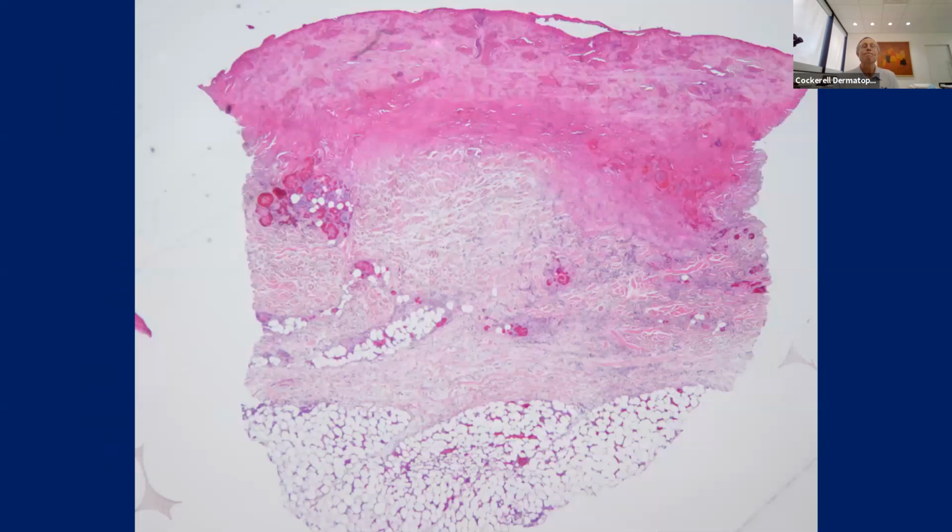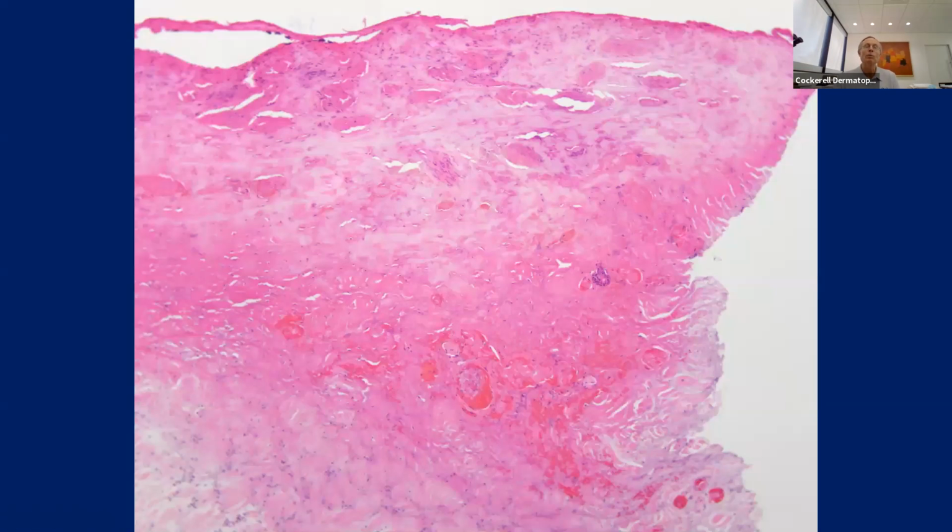Okay. This is a very good biopsy here. We've got a punch biopsy, and we see lots of thrombosed blood vessels here with ischemic necrosis. Lots and lots and lots of those.